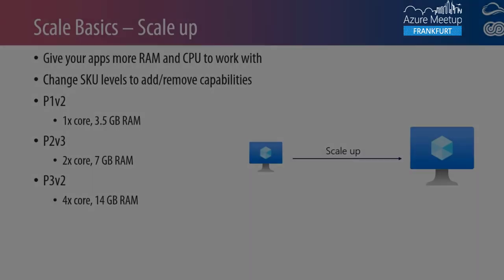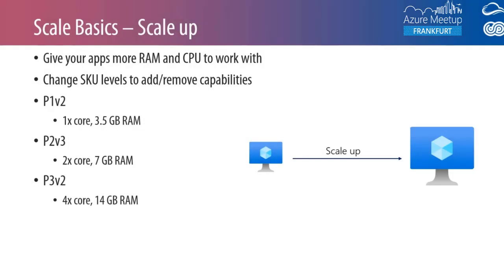About scale up, which is literally just changing those SKUs, from standard to premium to isolated. But within each of those SKUs, there are 3 levels, and roughly each level doubles the previous level in terms of the amount of CPU and RAM that is available.